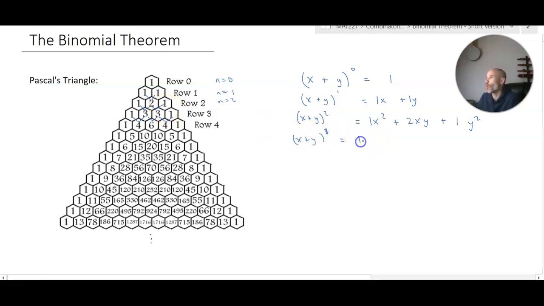Well, it would be 1x cubed. Now let me put a y to the 0, because technically there is a y to the 0 there. Y to the 0 is 1. And then we'll have plus 3x squared, y to the first, plus 3x to the first, y squared.